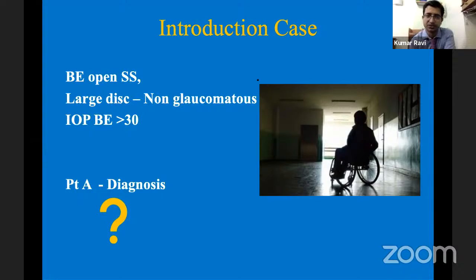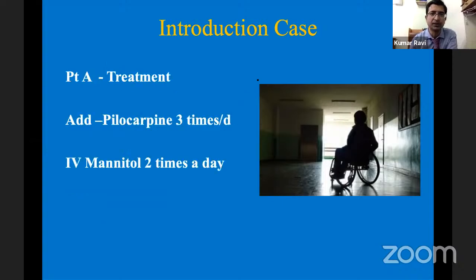He had a large disc, which looked probably non-glaucomatous. His IOP was definitely high in both eyes. And I was literally confused about what exactly I was dealing with. A patient who has high IOP, no telltale signs of glaucoma, but IOP was definitely high, no disc changes. So definitely it was a recent onset high intraocular pressure. In glaucoma diagnosis, I was not sure.